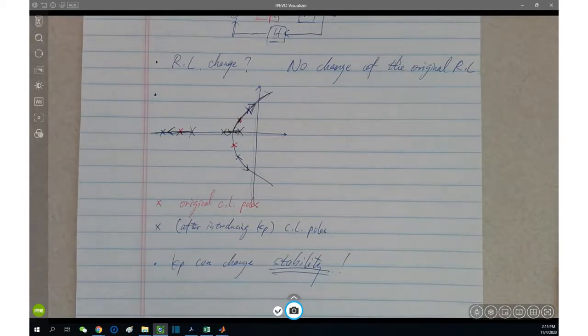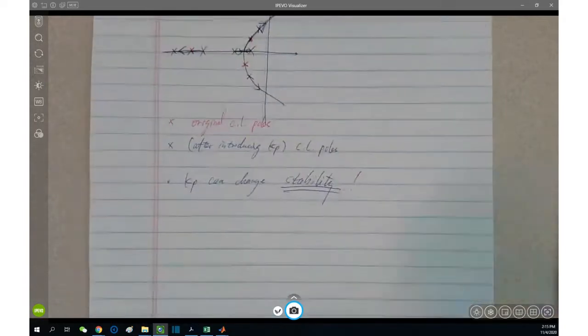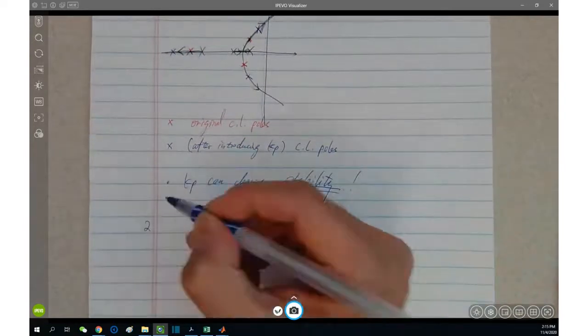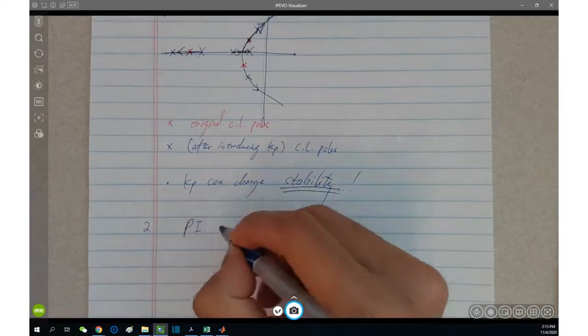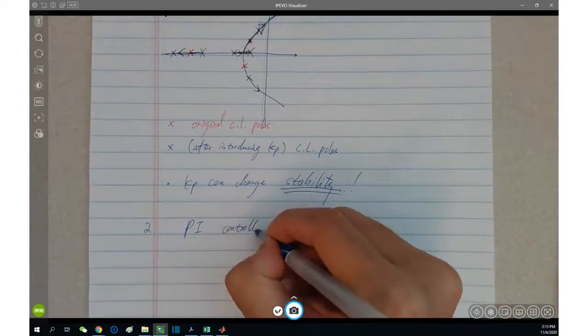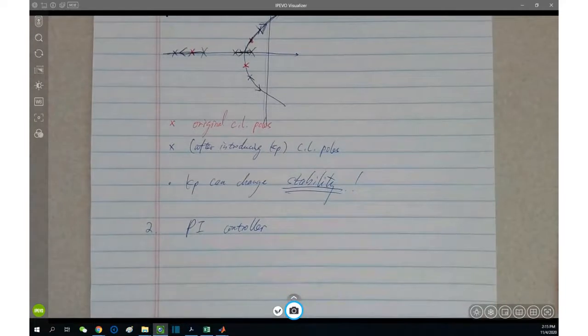Because generally speaking, we won't use the P itself alone, right? So what do we generally use? Who is the most popular controller, actually? This is very common sense. Not P, right? What is it? PI, right? PI is the most commonly used controller.